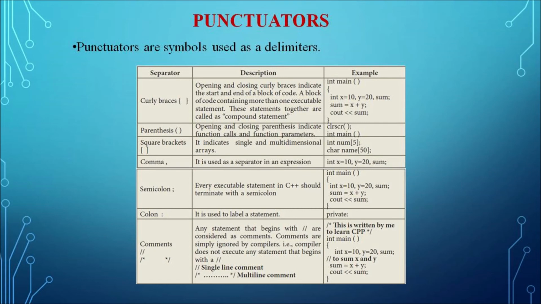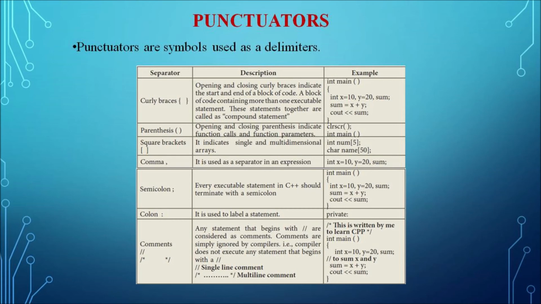And next one is parenthesis, that is the normal bracket. The opening and closing of parenthesis indicates the function call and function parameters. Here we have seen int main, and next to the main you see the parenthesis. Whenever you see the parenthesis, it means that it is a function. To identify a function, the parenthesis is used.